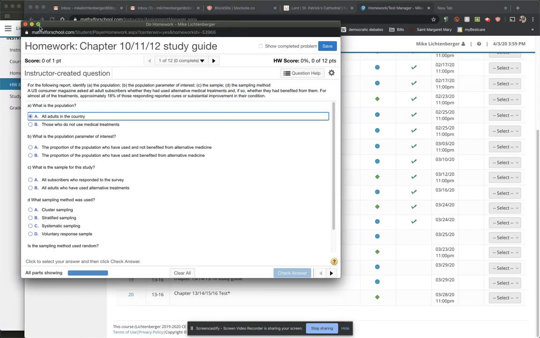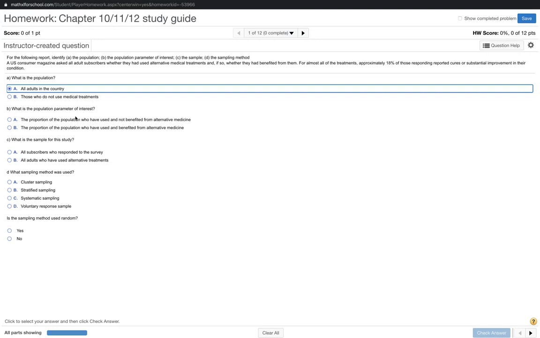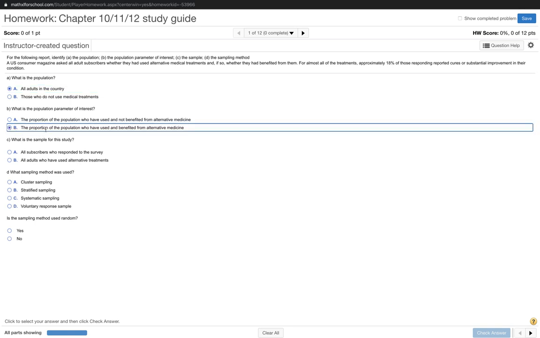Let's go to B. What is the population parameter of interest? That is, again, what piece of data are they actually measuring? So the key is right here. Approximately 18% of those responding reported cures or substantial improvement. So they're looking at the percentage, or proportion. Proportion means percentage. So they're looking at the percentage of people who used and benefited from alternative medicine. So the key is in this sentence right here.